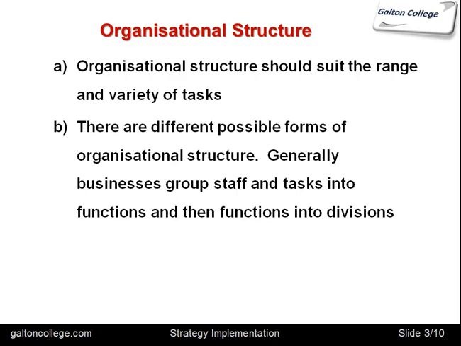There are different possible forms of organizational structure. Generally, businesses group staff and tasks into functions, and then functions into divisions. So if we consider larger companies, the larger companies will try to decide what functions they need to carry out. So they may have a manufacturing function, but they'll also have perhaps a finance and accountancy section, a marketing section, a product development section, an administration. They will have various sections within the business.